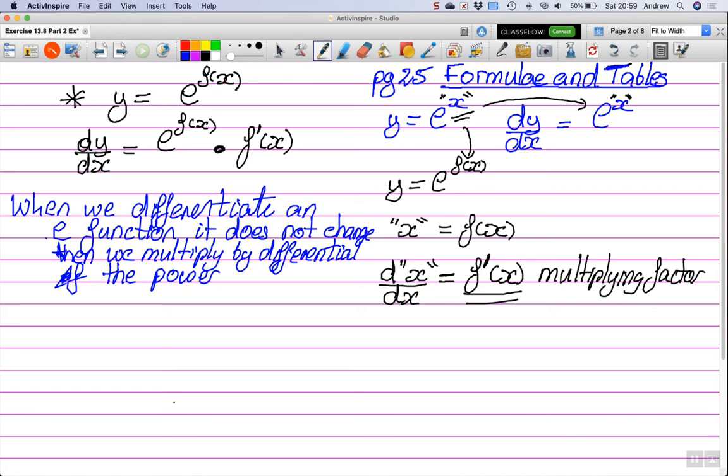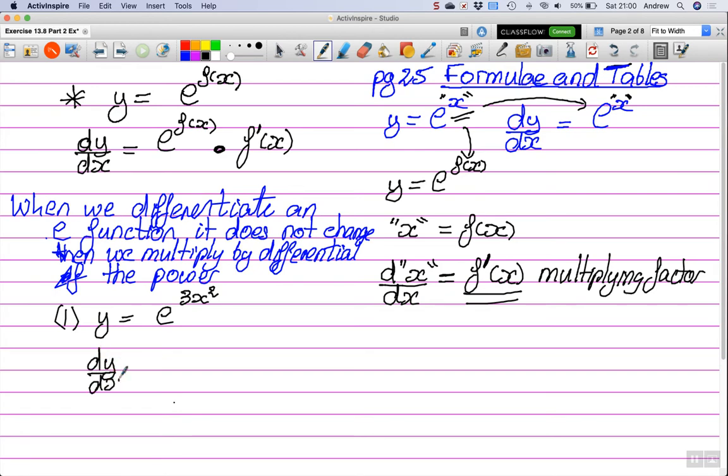So let's see this in the context of a few questions to make life easier. Number one, y is equal to e to the 3x squared. So we differentiate this and it becomes dy dx.